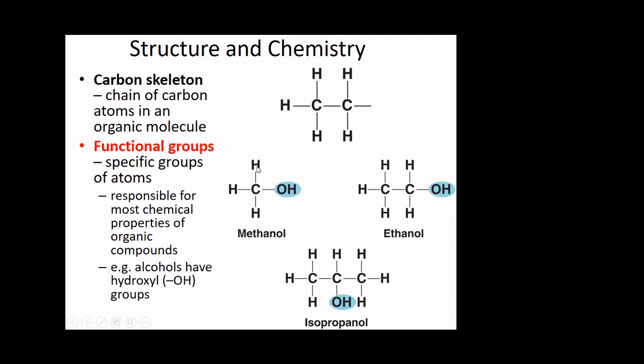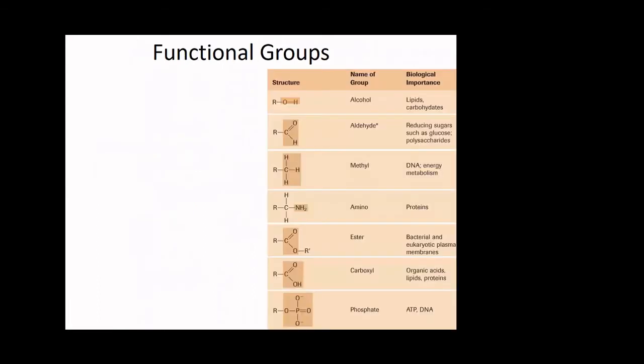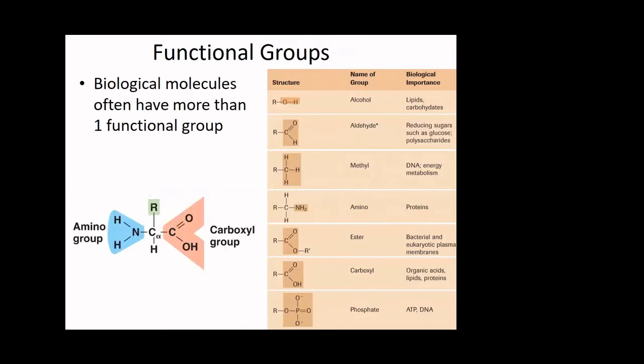For example, an OH group is an alcohol group. So things like methanol, ethanol, isopropanol, they're really just these big carbon and hydrogen compounds with an OH on them, making them an alcohol. Your book goes into functional groups a lot. We're really not going to focus on them. Here is an example of some of the functional groups.